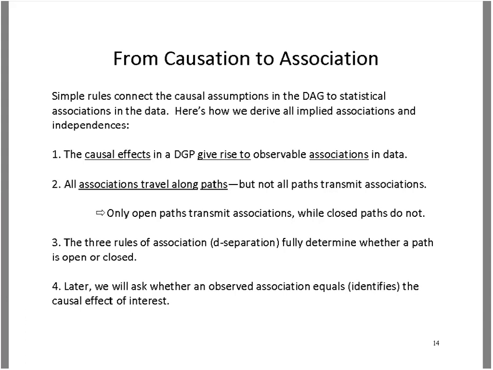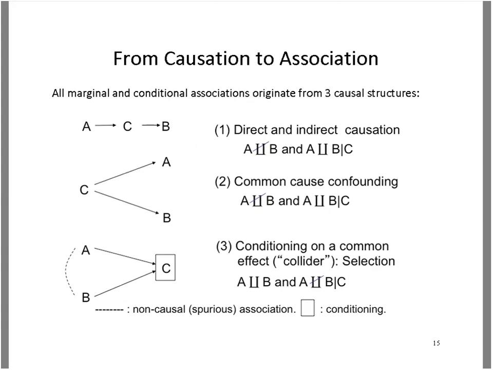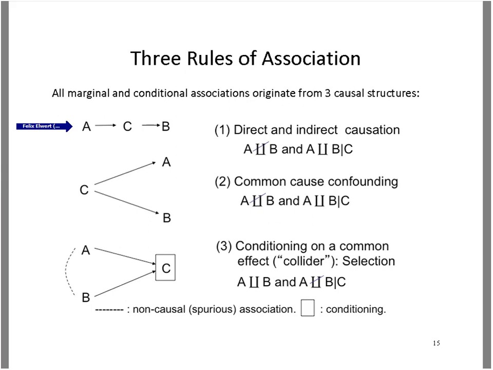Okay, so let's go through this. It turns out that all marginal and conditional associations in data originate from just three causal structures. The first two are well known, the third is not. First, if A directly or indirectly causes B, then they're going to be associated. So direct or indirect causation implies association.